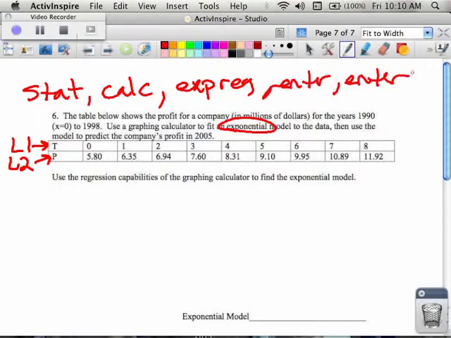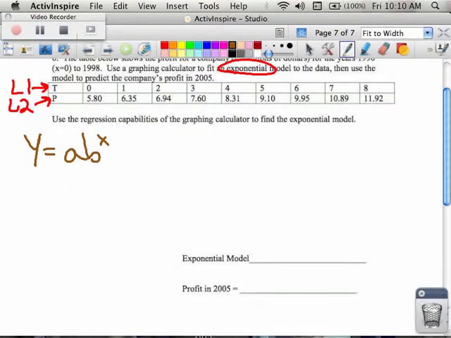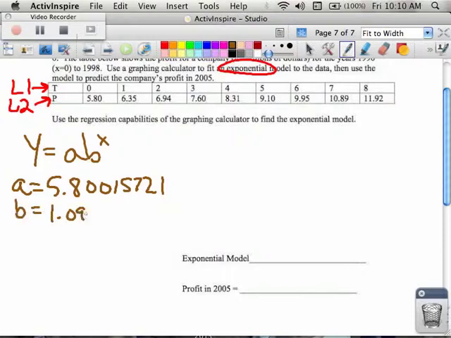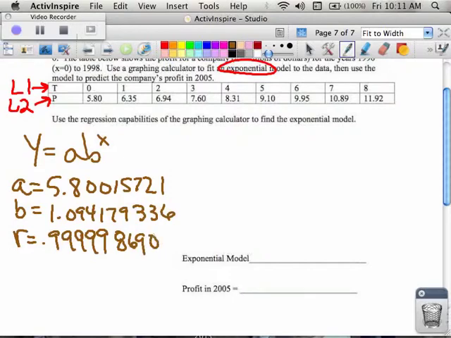When you do that, what you should see for your model is something that says y equals ab to the x. And after you see this ab to the x thing, you should see that your a is 5.8001571 or something like that. You should see that your b is 1.094179336. And you should see that your R is 0.999986905 or something like that.